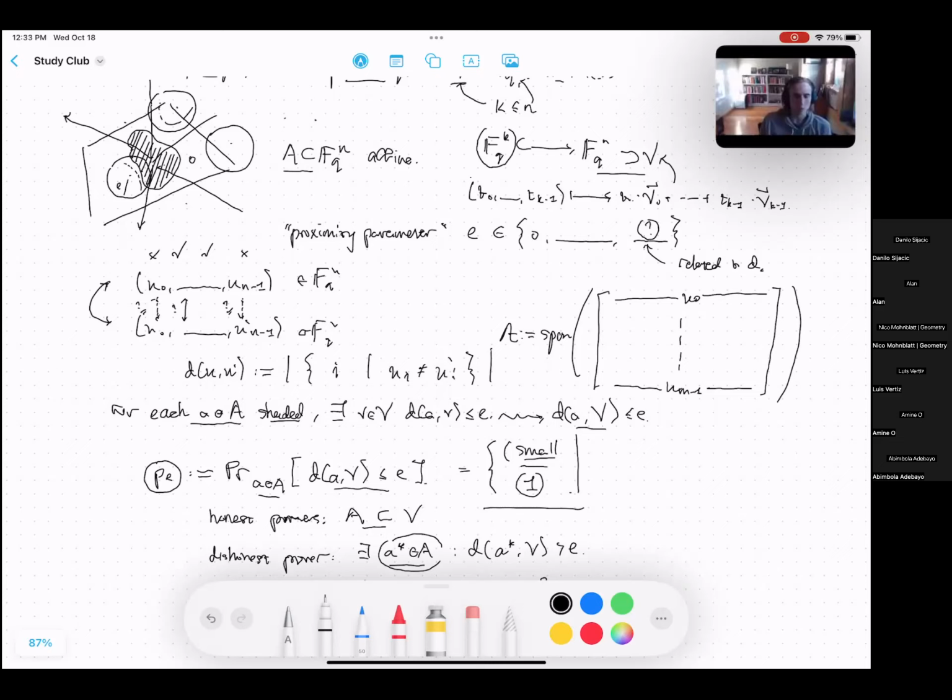By submerged, you mean close to some code word. Exactly, meaning contained in one of these radius E balls. Exactly. Yeah. Got it.